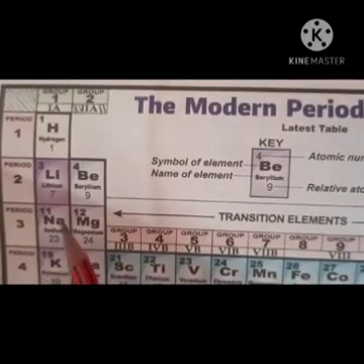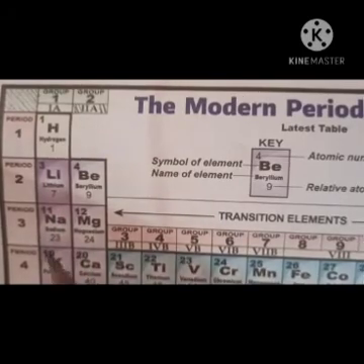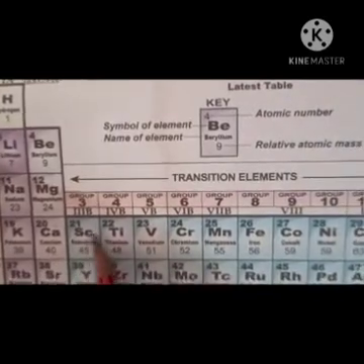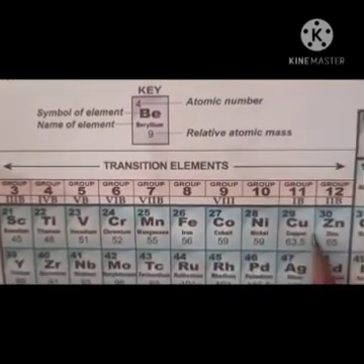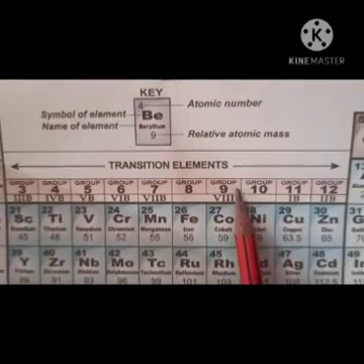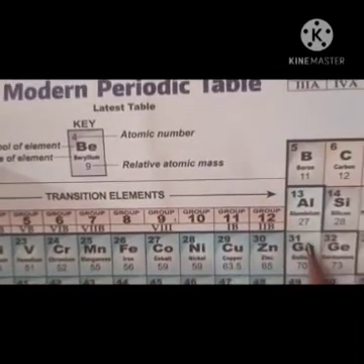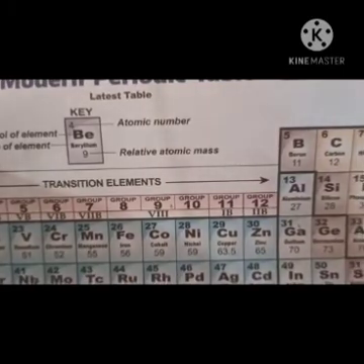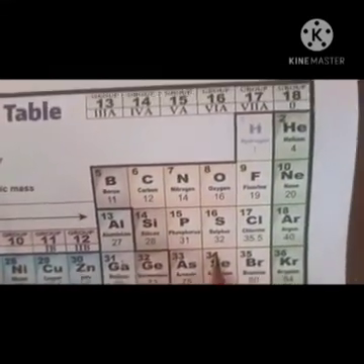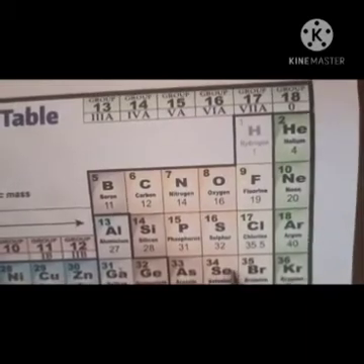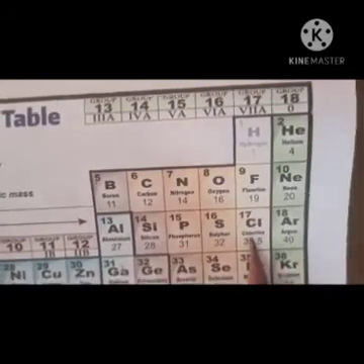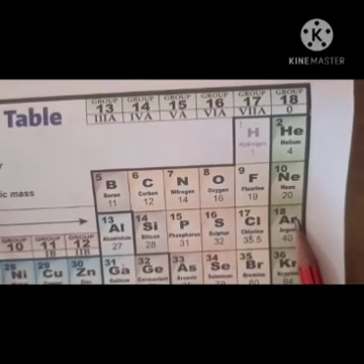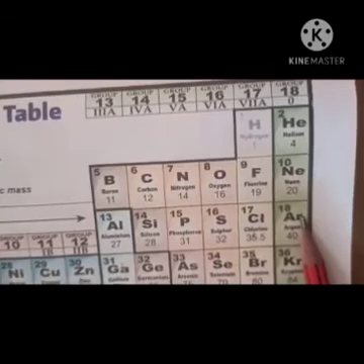So look at this modern periodic table. First group elements are called alkali metals. Second group elements are called alkaline earth metals. Then 3 to 12 are called transition elements, right? Then 13 to 16 are called post-transition elements. Group 17 elements are called halogens, and group 18 elements are inert gases or noble gases, right?